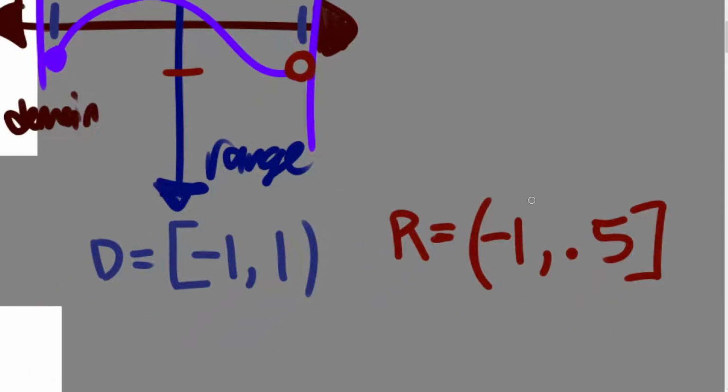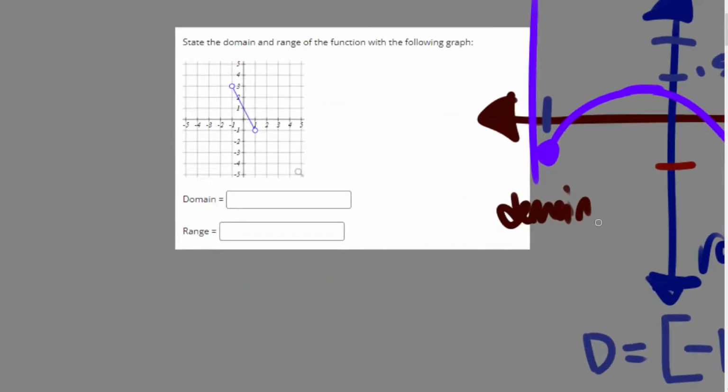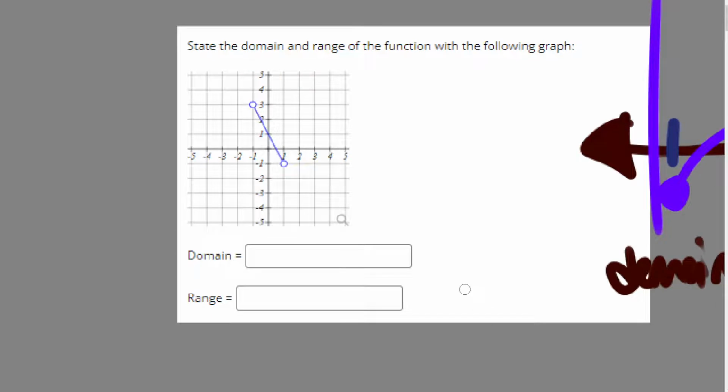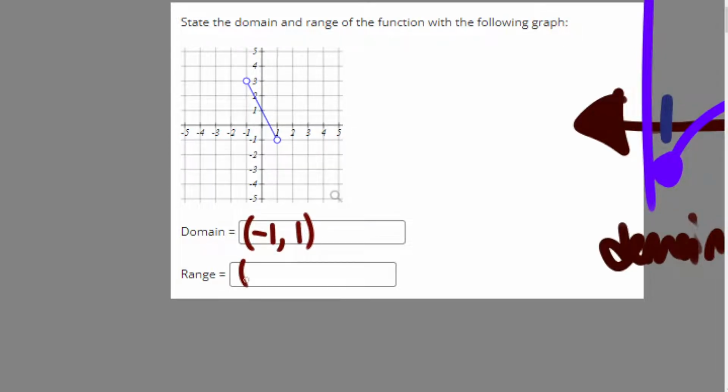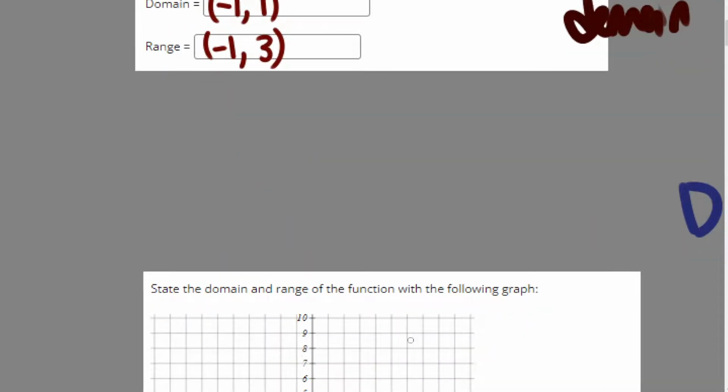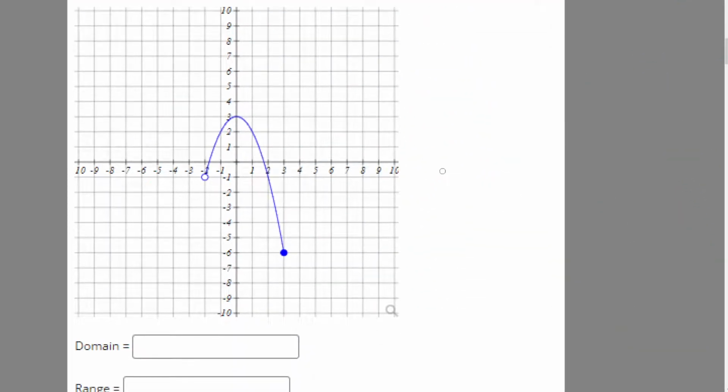Anyway, coming back to this problem, now that we know what domain and range is, our domain is going to start at -1, and it's not included. There's a gap there. So parentheses -1, and then comma 1, because it ends at 1, and that's also not included, so we'll do parentheses. Range is going to be the same deal. It starts at -1, comma, and then goes to +3. Parentheses for both.